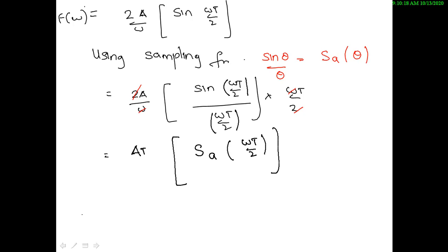Okay, hence the Fourier transform of the gate function is given as A T sample function of omega T by 2.